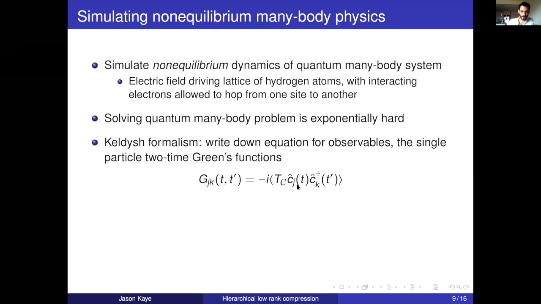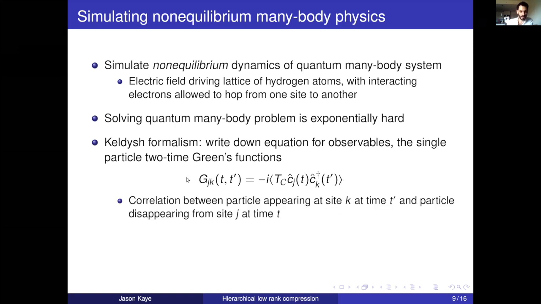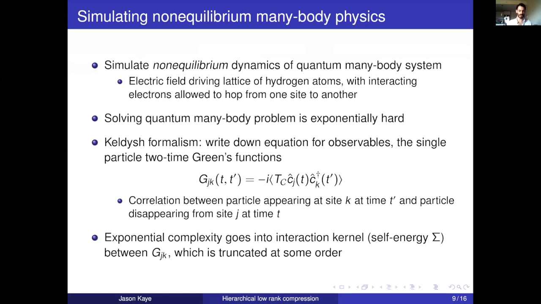So this formula is probably unintelligible to most people, but these Green's functions are some kind of correlation. Remember, we have electrons hopping from one lattice site to another. So this describes a correlation between a particle appearing at a site K at a time t prime and another particle disappearing from a site J at a time t. Okay, so these are the things that we're going to be solving for.